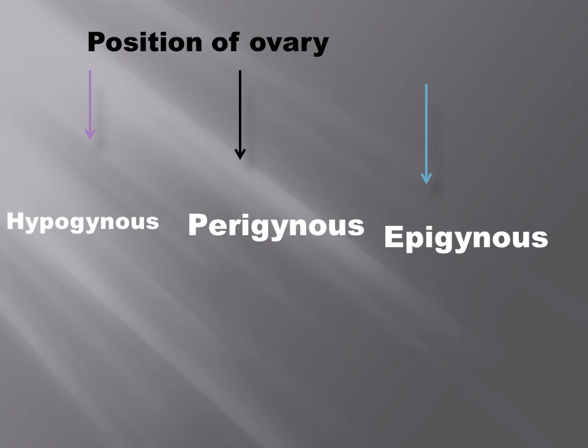In the hypogynous condition, the ovary is superior and the rest of the floral organs are inferior. While in epigynous, the ovary remains inferior while the rest of the flower becomes superior. For example, in sunflower and carrot, the epigynous condition is present. So these were the three positions of ovary: hypogynous, perigynous and epigynous.